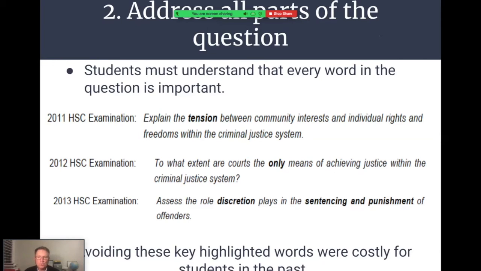In the 2011 question, the key word there is tension. Use that word consistently in your answer. Every time you're talking about something about the community, talk about how that is in tension with the individual rights. So in 2012, to what extent are courts the only means of achieving justice? There you can talk about how the courts are a means of achieving justice, but how other methods are used to achieve justice. And then you can come to the extent that courts are the only means. So address all parts of the question, understand the question, highlight the key words in the question, make the question known and understandable to yourself so that you can respond to it as best you can.